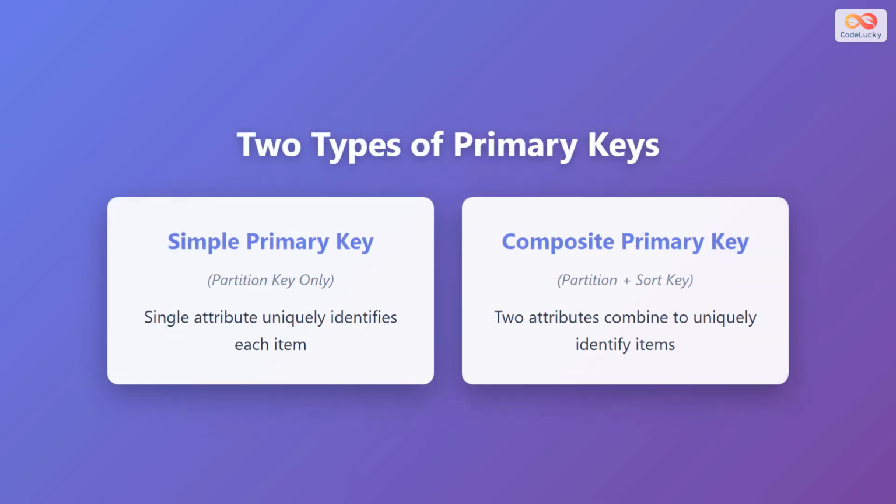DynamoDB offers two types of primary keys. The first is a simple primary key, which uses only a partition key. This single attribute must uniquely identify each item in your table. The second type is a composite primary key, which combines a partition key and a sort key. With this structure, the combination of both attributes identifies each item uniquely. This allows multiple items to share the same partition key as long as they have different sort key values.